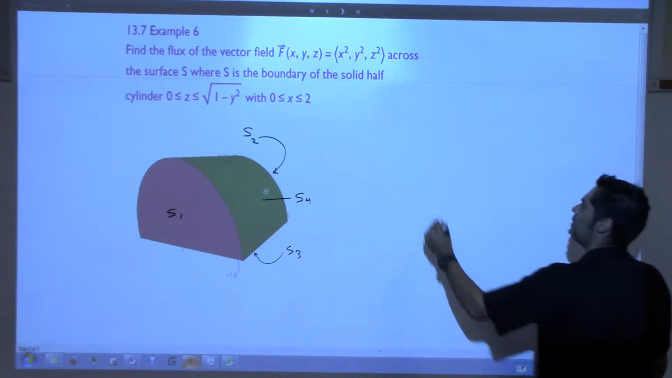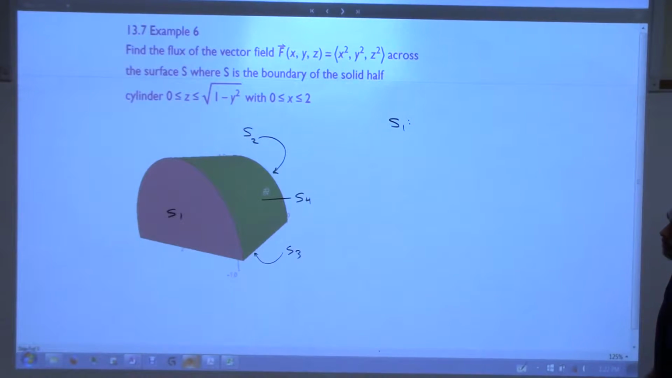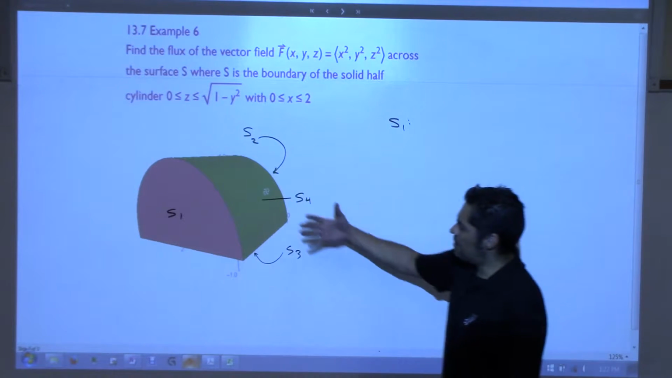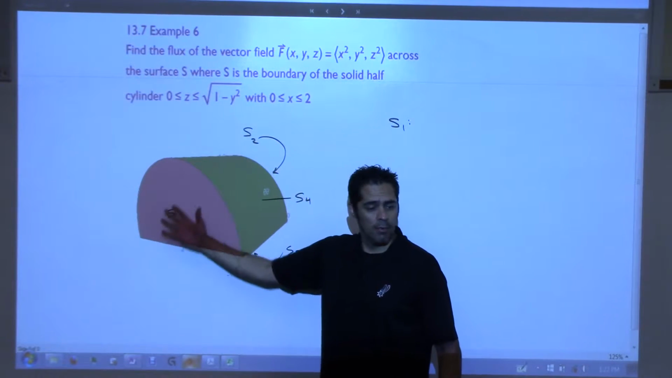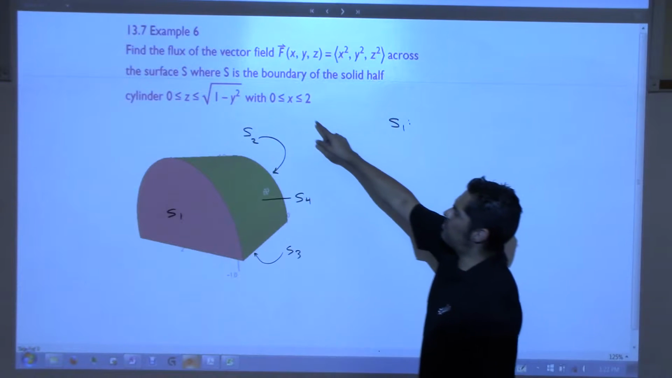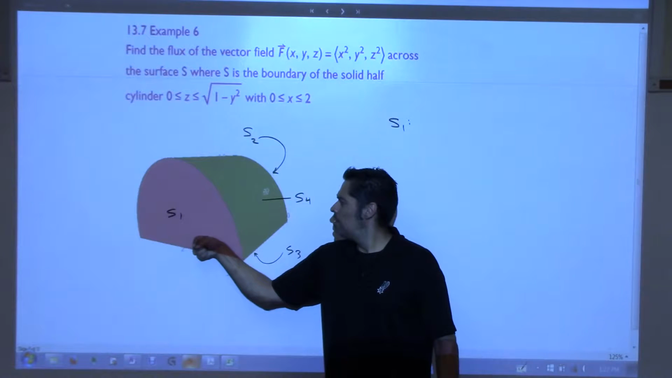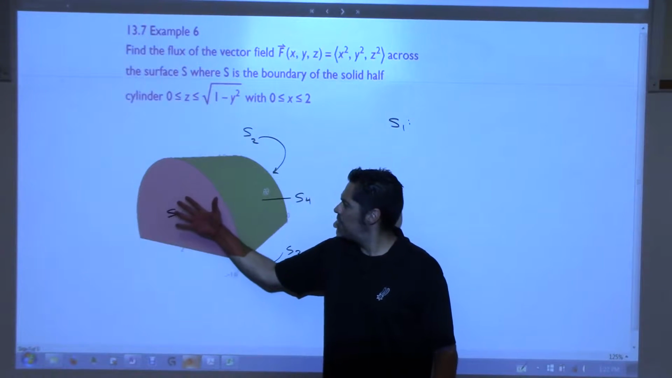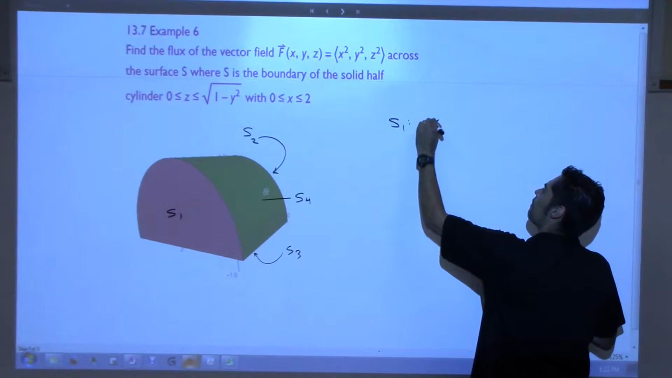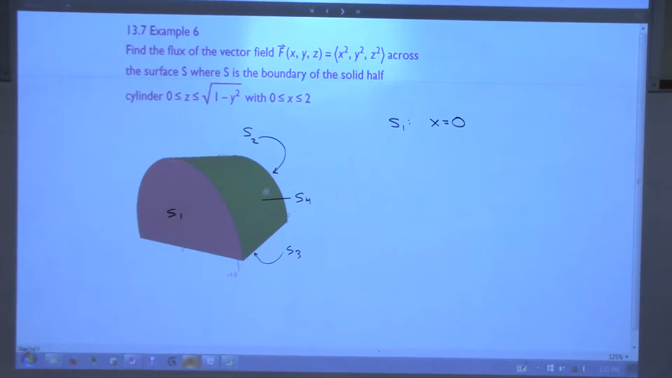All right, what can you tell me about S1? It's the face, it's on a plane, right? What's the plane that lives on? X is 2, because x is coming out at us, okay, everyone? So x is 2 is this one. So if I'm going to try and find the flux through that surface, maybe I can do the same thing I just did in the previous example.